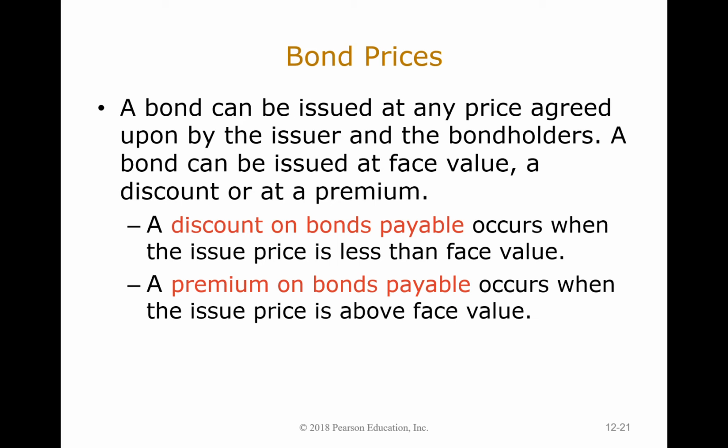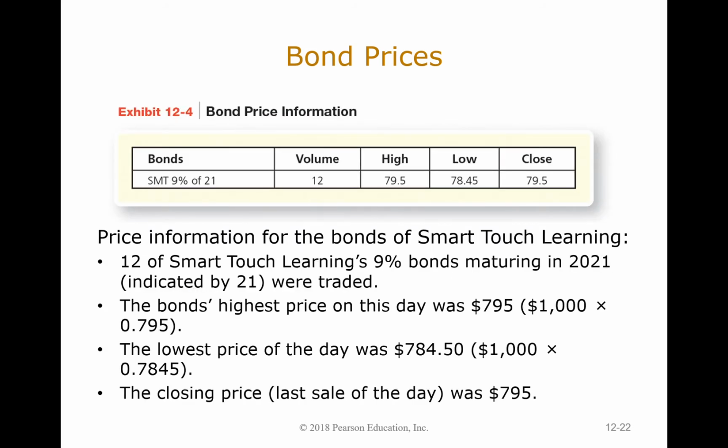Now you may ask, why would we do this? Well, the reason is because we may see instances where a bond pays a higher or lower rate of interest than what someone can get in the open market, which can make the bond more attractive or conversely less attractive to an investor. So we have price information for a bond here. We're looking at it. Now, we're seeing here that 12 of these bonds have traded, and we're seeing that these bonds are a 9% yield.